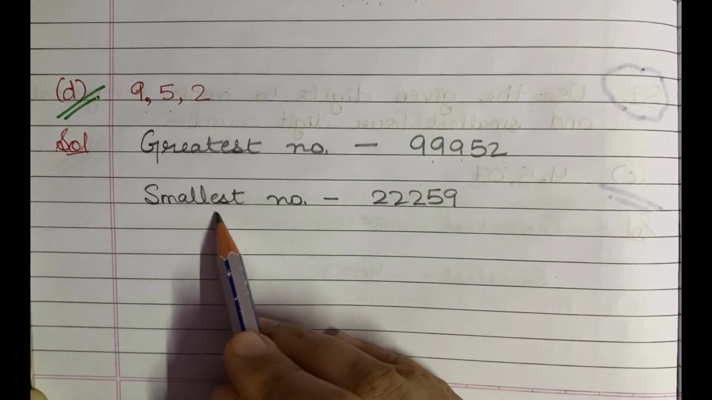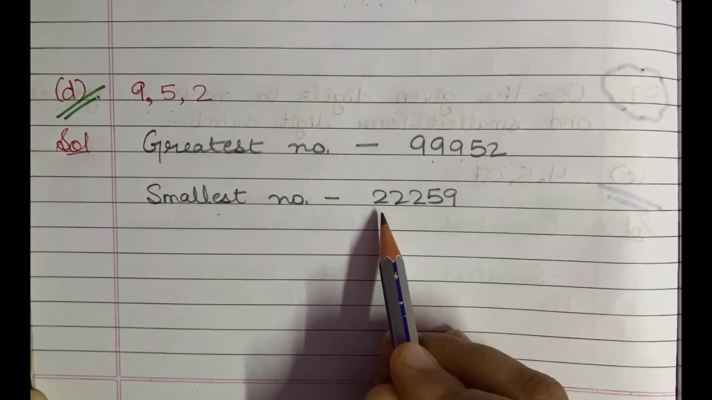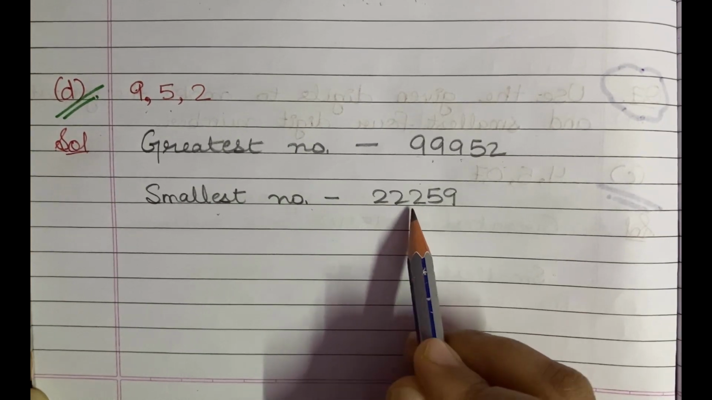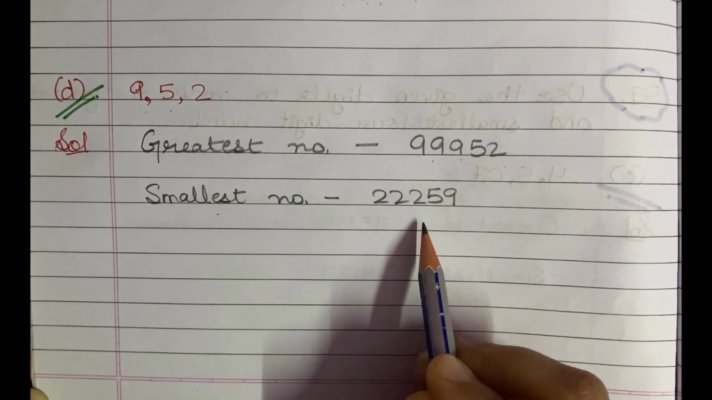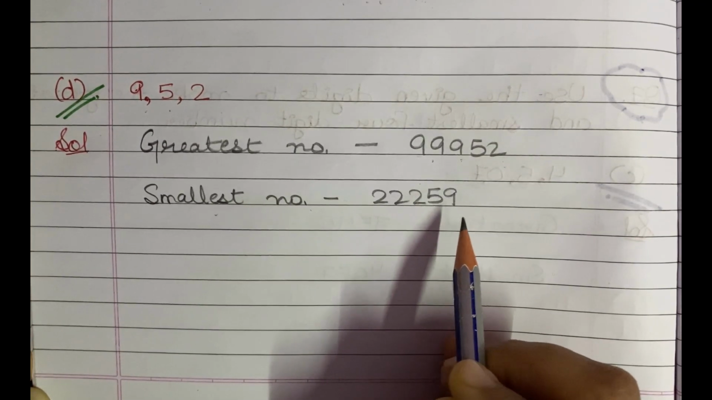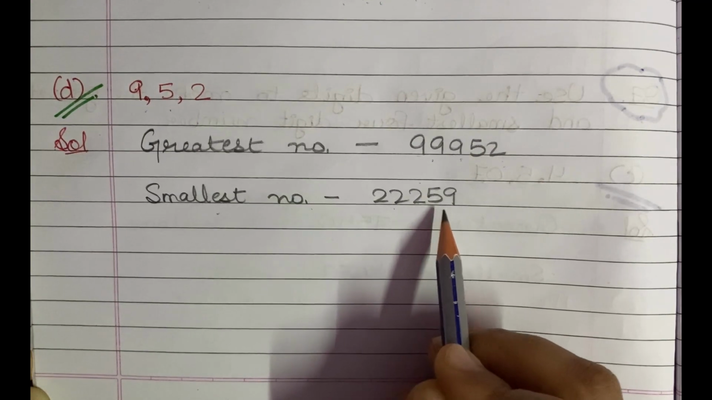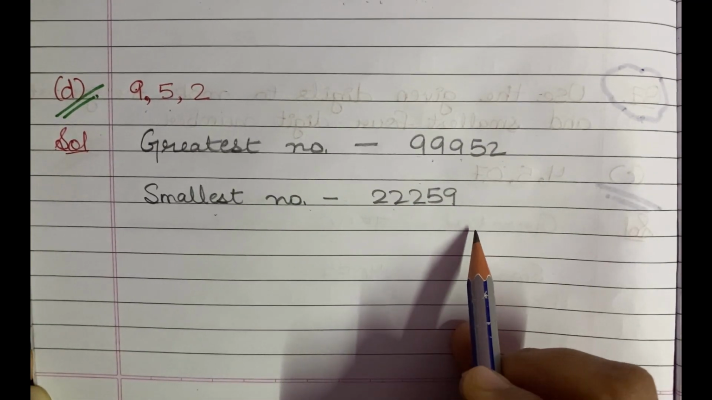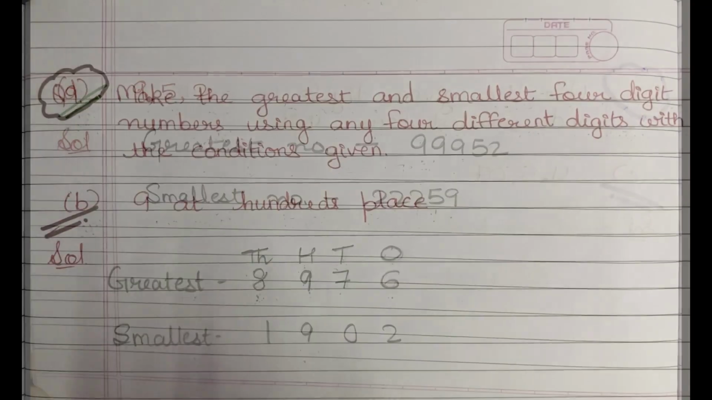And for writing the smallest 5-digit number, firstly we will write the smallest digit 3 times, and then we will write the remaining digits in ascending order, and on doing so we will get 22,259 as our smallest 5-digit number. Hopefully it is clear to you.